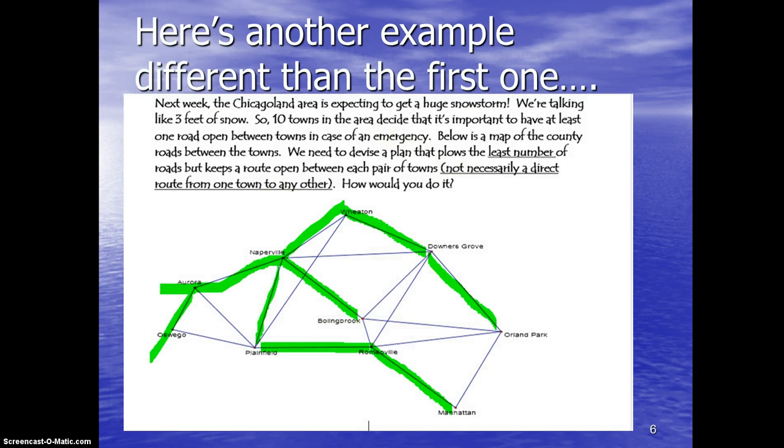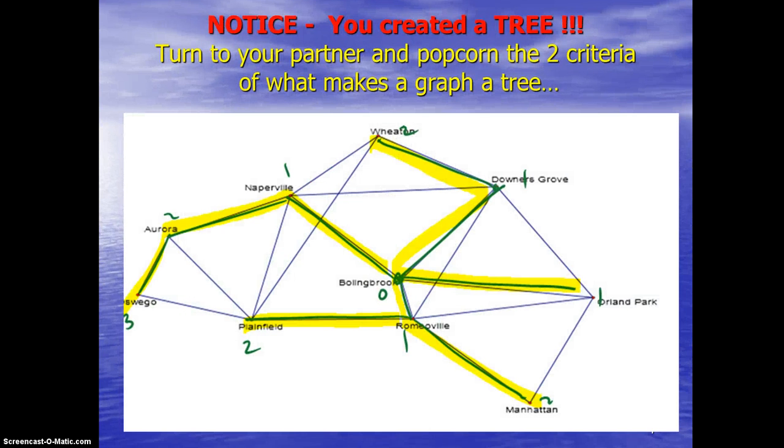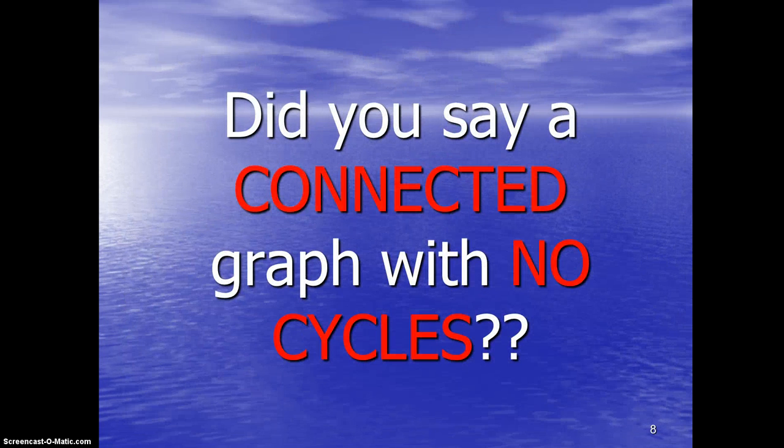Here's another option. What if you started in Naperville? Now I didn't write the numbers below that, but we're getting to that. Notice that your graph has some similarities to it. One of the things is that the graph you're creating is a tree. So what are the 2 criteria of a graph to make it a tree? We learned this on Friday. Did you say connected graph with no cycles? Good job.